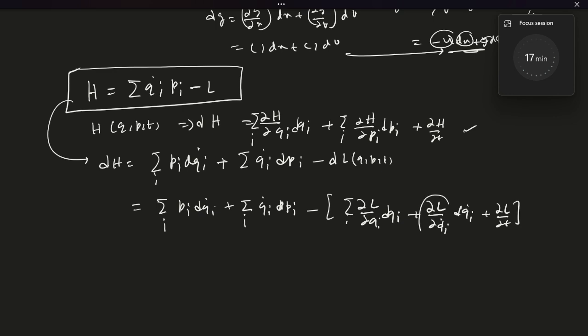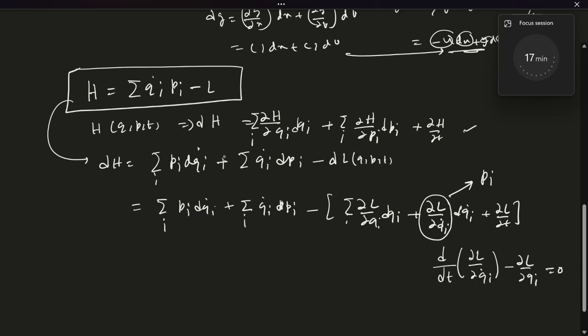I have already said that del L by del q_i dot is your p_i, and you know from the Lagrange equation that the time derivative of del L by del q_i dot minus del L by del q_i equals 0. So del L by del q_i equals the time derivative of this, and this is p_i. So del L by del q_i is p_i dot.